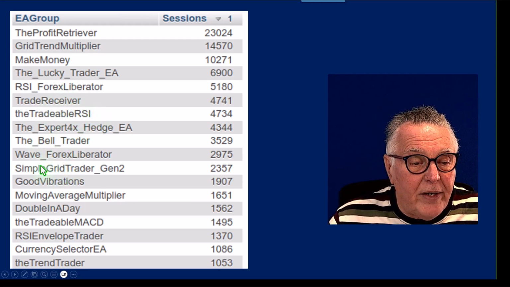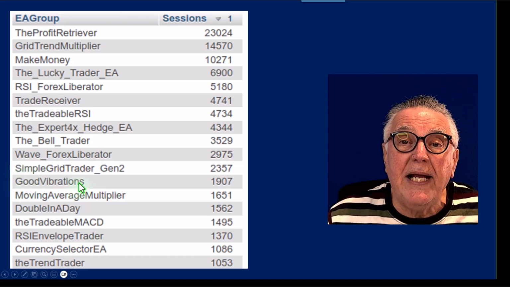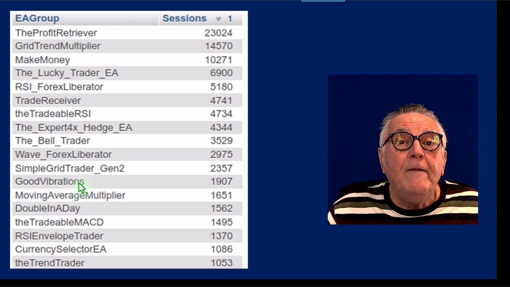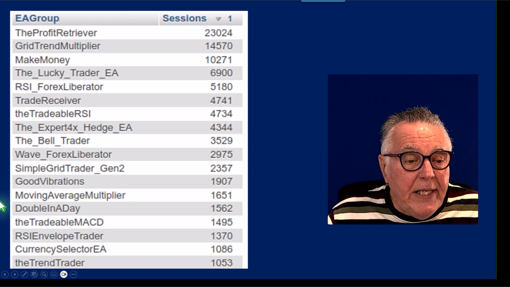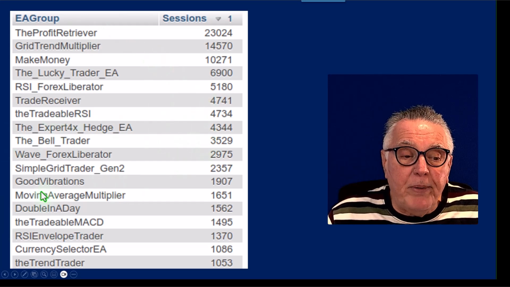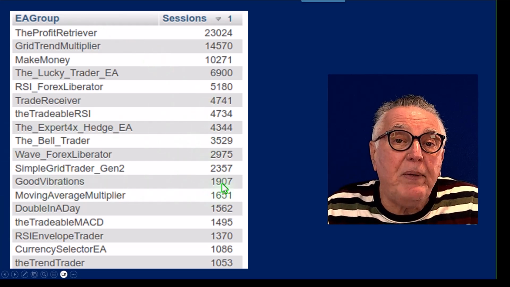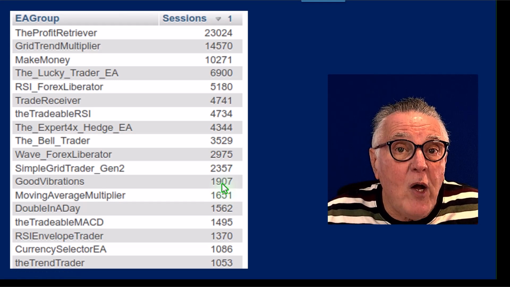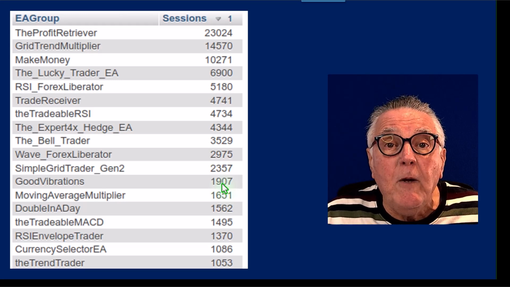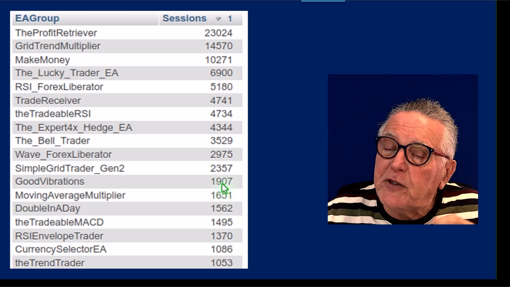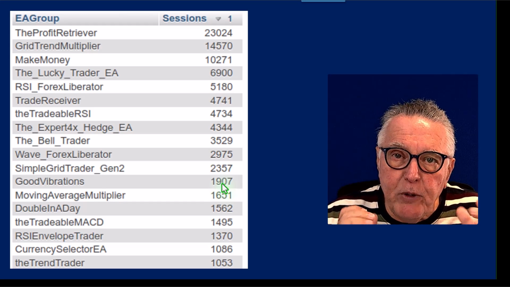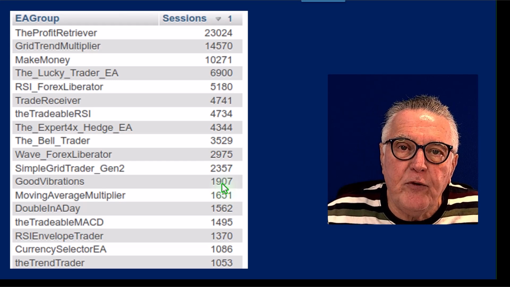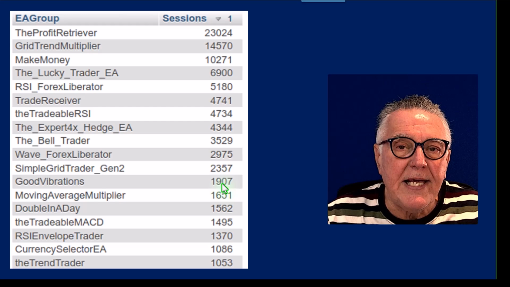Another interesting one here is the good vibrations EA. We don't even sell it. It's not on our list of purchasable EAs, and yet it is on our most popular traded list. So it just shows you people have most probably bought this EA 6 years ago, and they have found a way of printing money with these EAs. And that's the secret. You have to just grind away and find a personal way, a perfect currency to trade, a perfect time frame to trade, and a perfect way of trading that particular EA.